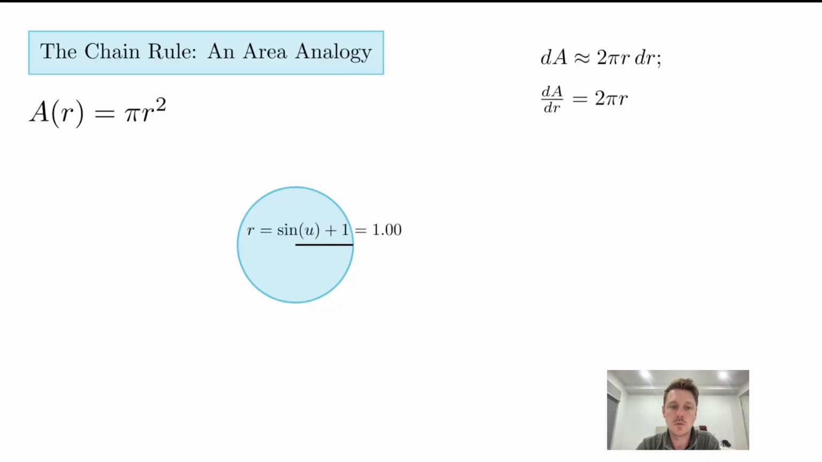But what we're going to do now is sketch the graph of r equals sine u. We're going to have our u-axis, which is going to be our x-axis, and then we're going to have our r-axis, which is going to go vertically. So that might look something like this.